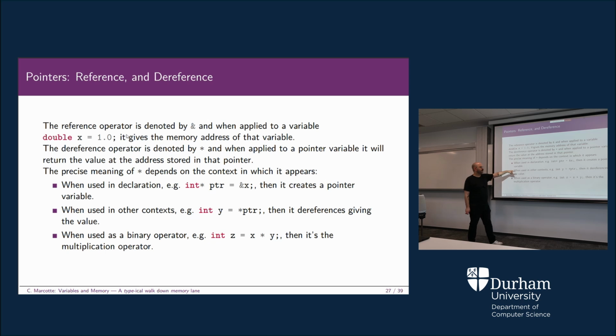When used in a declaration, for example, int *pointer = &x, then it creates a pointer variable. When used in other contexts, for example, int y = *pointer, then it dereferences, giving the value. When used as a binary operator, int z = x * y, then it's the multiplication operator. C has been around too long for us to change this terrible design decision. We all just have to cope with it.